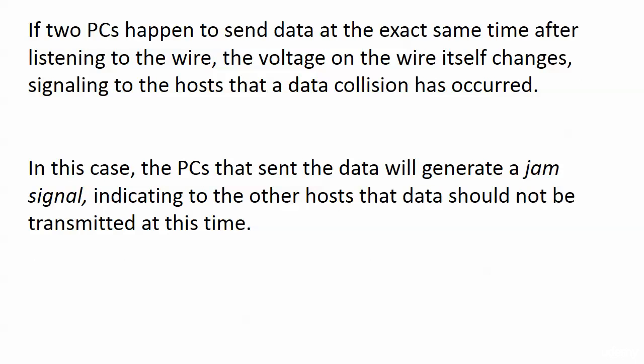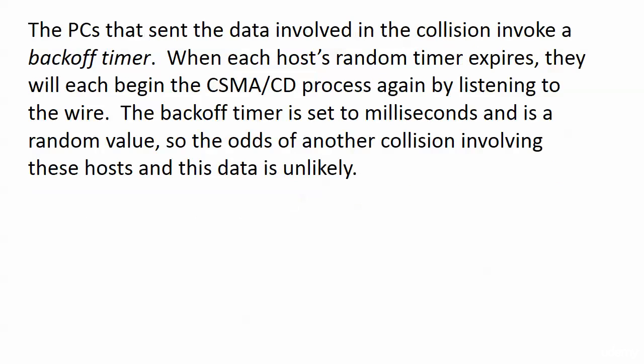If 2 PCs happen to send data at the exact same time after listening to the wire, the voltage on the wire itself is going to change, and that signals to the host, hey, that data you just sent collided with someone else's. And in that case, the PCs, or the host that sent the data, will generate what we call a jam signal. What you're doing is basically yelling to everybody else on that shared segment, hey, don't send anything because we've had a collision and we're cleaning up from it, basically.